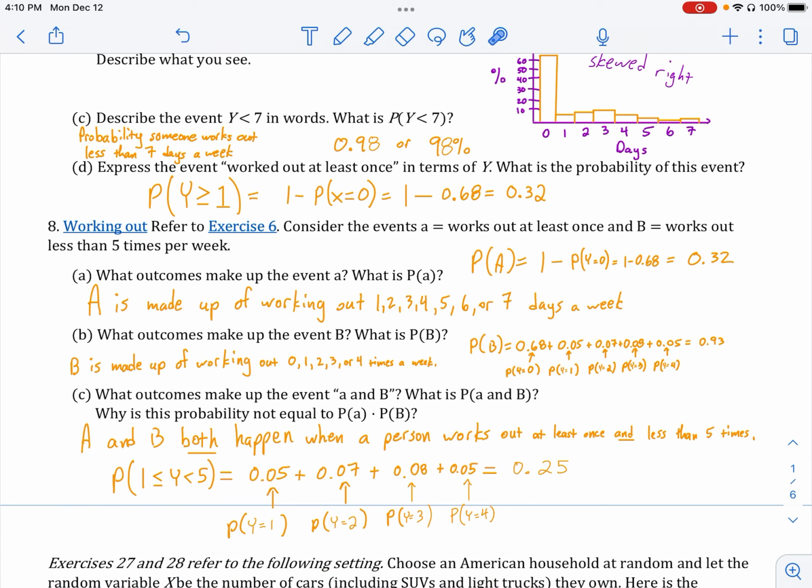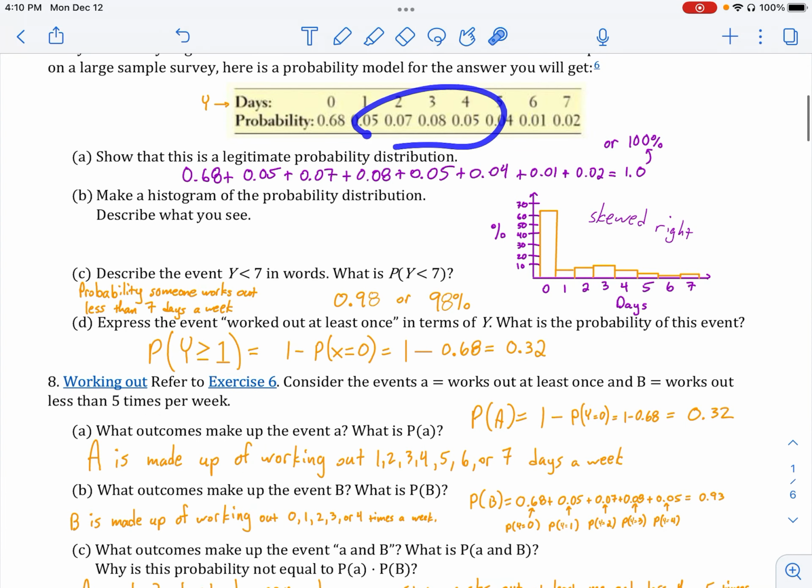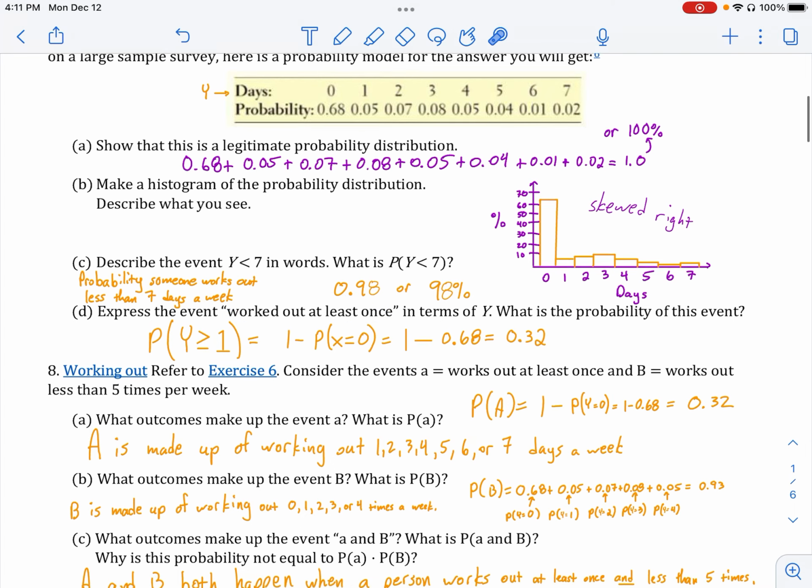8. We have 2 events related to this chart. So event A is working out at least once a week. Event B is you work out less than 5 times a week. So what outcomes make up event A? A is made up of working out at least once. So 1, 2, 3, 4, 5, 6, or 7 days. Okay, which is in fact what he did right here, really.